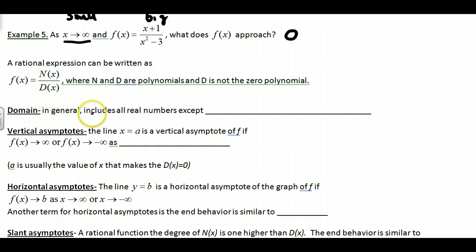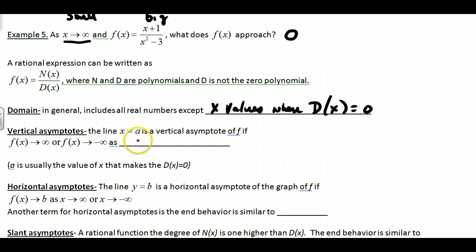N is the numerator, d is the denominator. The domain includes all values of x except for the x values where d of x is equal to 0. Obviously, you can't have that. Okay? And so we want to find those x values, and that is where we get our vertical asymptotes.